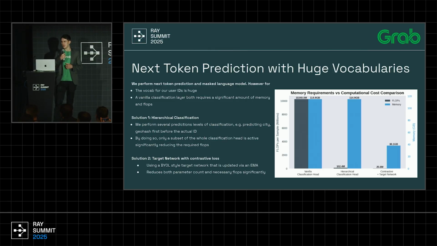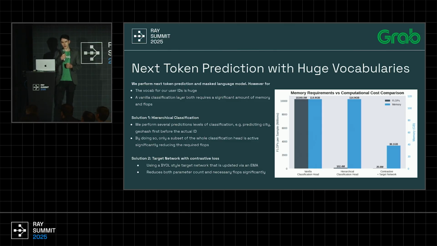So in the first iteration, we had hierarchical classification. Maybe for context, what you do in hierarchical classification is that for a merchant, you first classify the city, then the location, and so only a sub-network is active for a single sample. So you significantly reduce the flops, but the memory requirement is still very high.